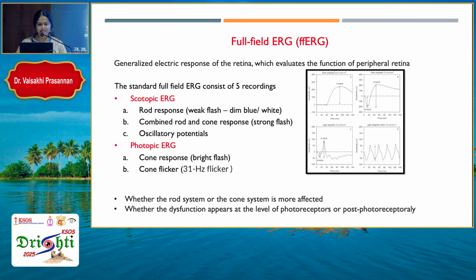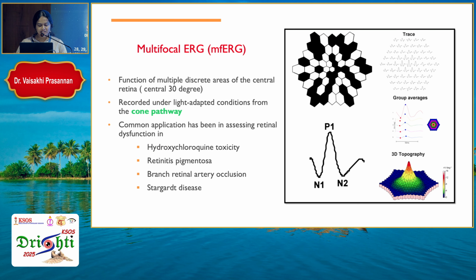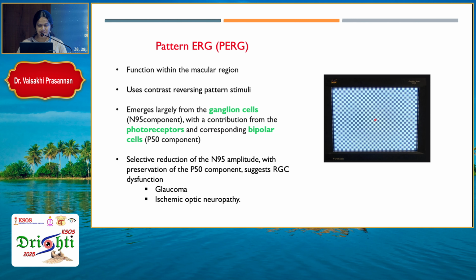A full field ERG records the generalized electrical response of the retina and helps in distinguishing whether the rod or cone system is more affected, or whether the dysfunction appears at the level of the photoreceptors or after that. Multifocal ERG assesses the function of multiple discrete areas of the central retina, mainly from the cone pathway, and is commonly used in cases of hydroxychloroquine toxicity, retinitis pigmentosa and Stargardt's disease.